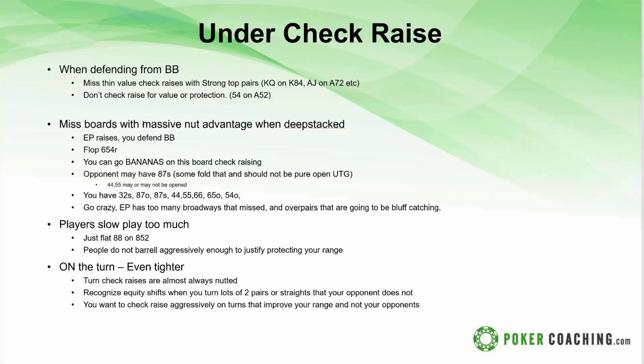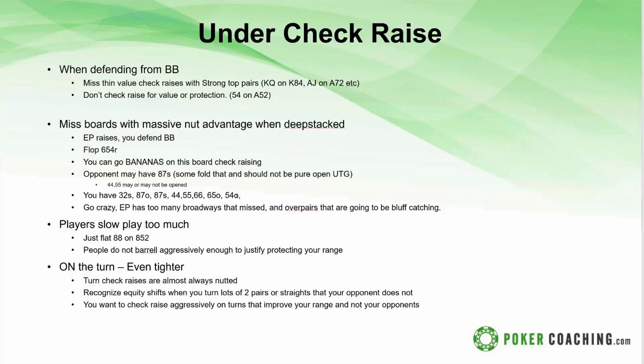Another one is they miss boards with a massive nut advantage when deep stacked. So in this example, early position range raises, you defend in the big blind, and the flop comes 6-5-4 rainbow. If in position starts over c-betting on this board, you can just go bananas check raising here. Your opponent might have 8-7 suited, and they might have 6s, 5s, and 4s. But you have 3 deuce suited, you can have 8-7 off, you can have 8-7 suited, pocket 4s, pocket 5s, pocket 6s, 6-5 off, 5-4 off. You have so many combos of 2 pairs, sets, straights.